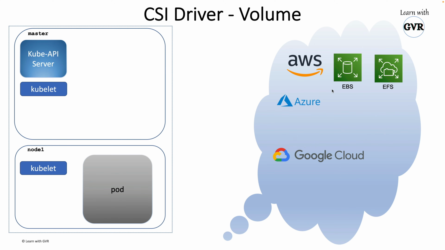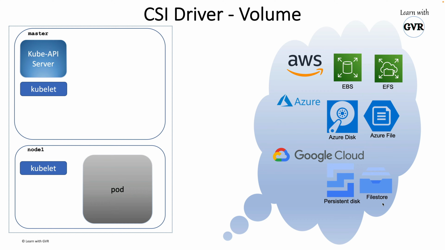For example, AWS is offering two types of storage. There are others as well. One is EBS block storage, and for file storage EFS. From the Azure point of view, Azure Disk and Azure File. In Google Cloud, persistent disk and file storage. These are similar types of storage. If you want this pod to store the data in the cloud, this CSI driver will be in the picture.